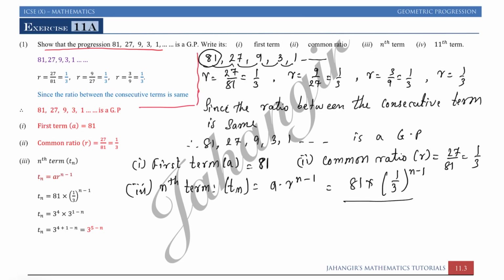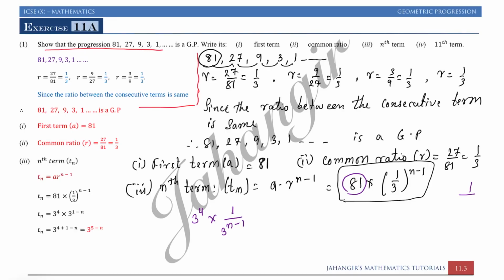So you cannot leave it like this. You have to convert it into the specific format. So I will show you how to write it in the specific format. For this you should know indices. See, 81 can be written as 3 raised to 4 into 1 upon 3 raised to n minus 1.